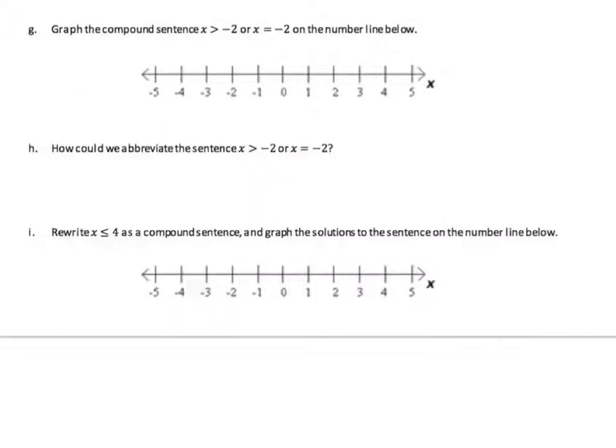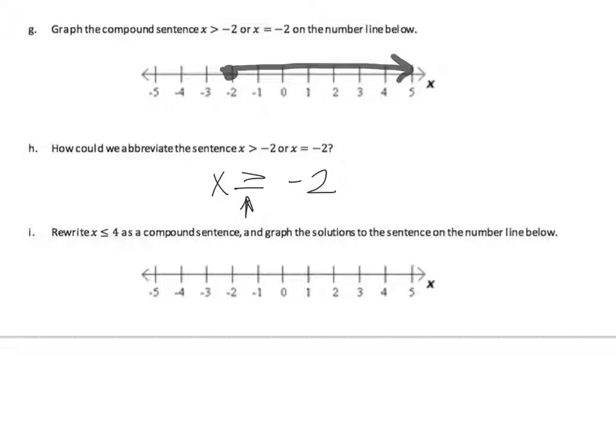Graph the compound sentence that x is greater than -2 or x is equal to 2 on the number line below. So if I look at -2, first I'm going to do the equal to, or greater than. Now, how could we abbreviate this? And you guys should know this by now. X is greater than or equal to -2. This right here says, with words, greater than or equal to.